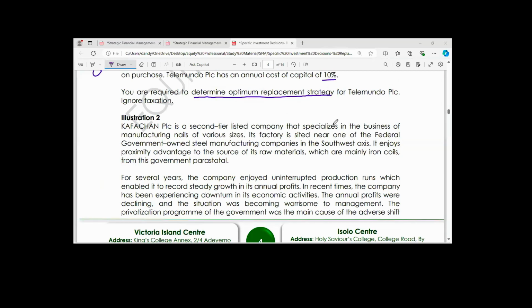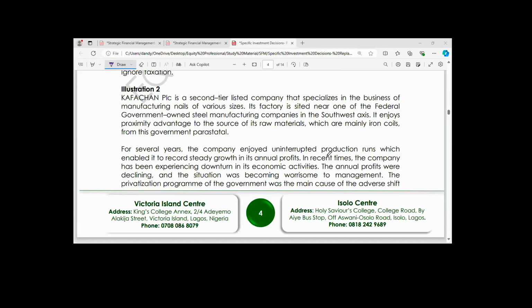Kafanchan PLC is a second-tier listed company that specializes in the business of manufacturing nails of various sizes. Its factory is sited near one of the federal government-owned steel manufacturing companies in the southwest axis. It enjoys proximity advantage to the source of its raw materials, which are mainly iron coils from the government parastatal. For several years, the company enjoyed uninterrupted production runs, which enabled it to record steady growth in its annual profits.